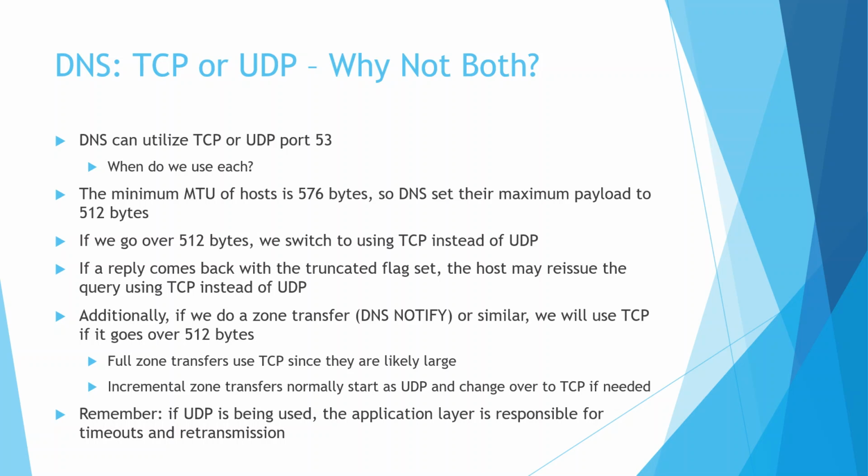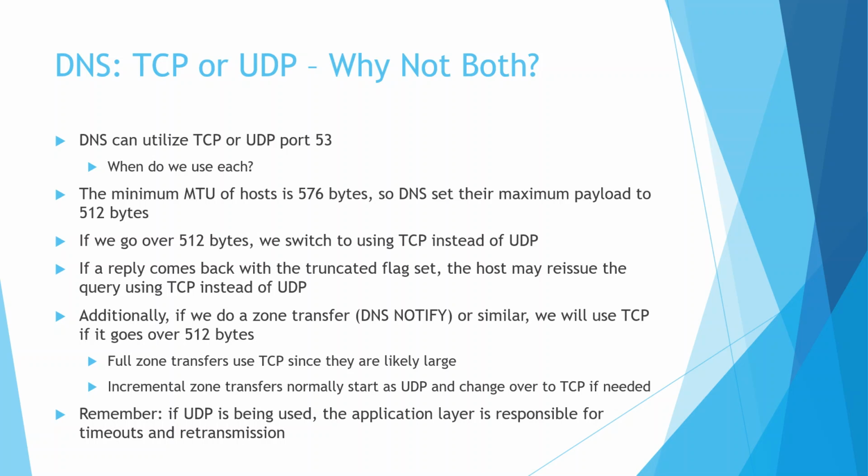If a reply comes back and it's going to have the truncated flag set, the host might actually reissue the query using TCP instead of UDP. So remember, UDP sticking to 512 bytes. So if we want to get all that information back, we need to switch to TCP and reissue that request.